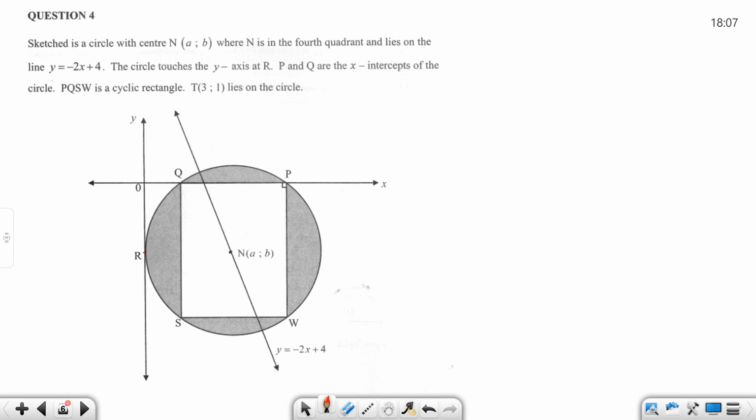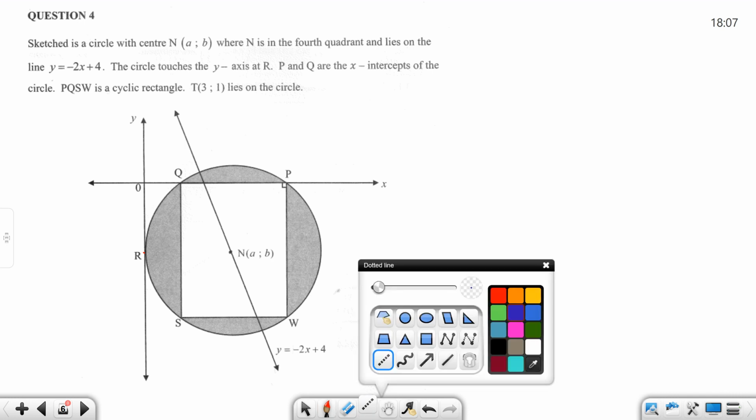What do we know about R? It's on, just by reading, the y-axis. What do we know? The x value is 0. So y is B. I don't know if it makes sense.